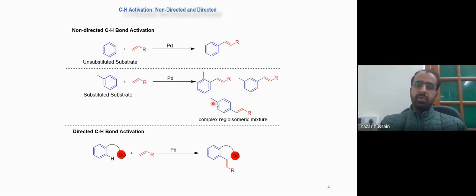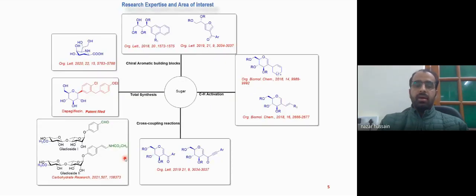In order to solve this problem, a directing group plays an important role. Like any arene having a directing group, in this example the directing group influences the CH bond at the ortho position and selectively activates this position, not the other CH bonds. So selective formation of these molecules can take place by utilizing a directing group in CH activation. Basically, we are working on carbohydrate chemistry and we are using sugars.